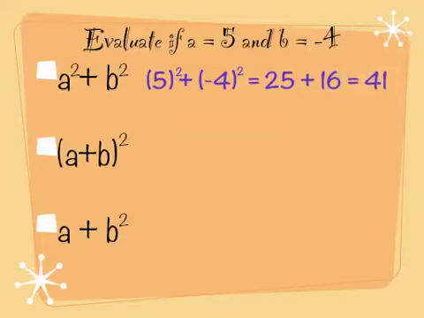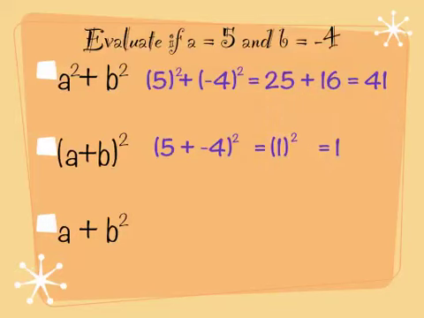Next, again, I'm going to substitute. This time, inside of parentheses, I have A plus B, and close the parentheses, and then it's squared. So I'm going to substitute 5 for A and negative 4 for B. Using the order of operations, I would need to go ahead and do the operations inside of my parentheses first. 5 plus negative 4 is 1. So I would have 1 squared, which means 1 times 1, which is just 1.